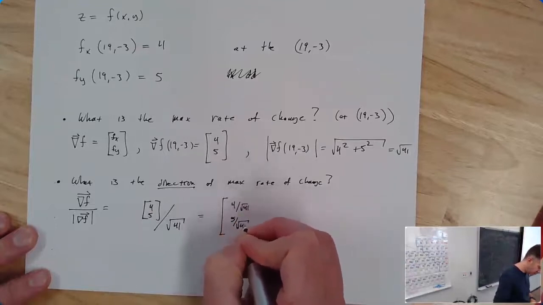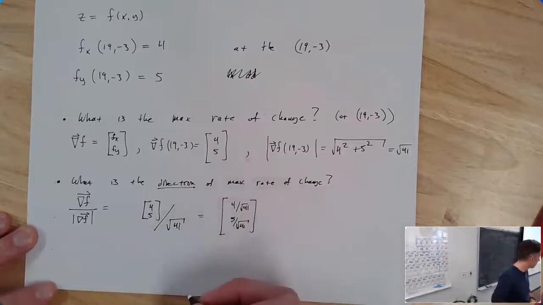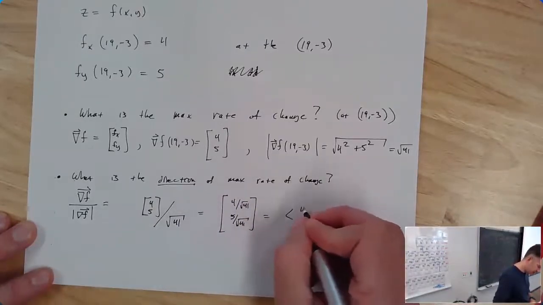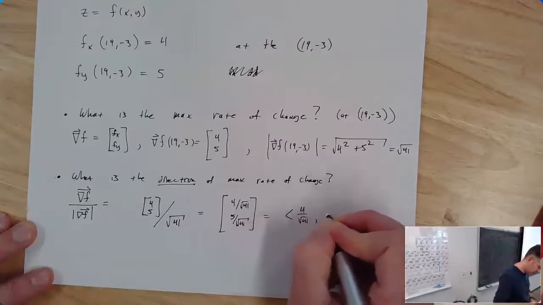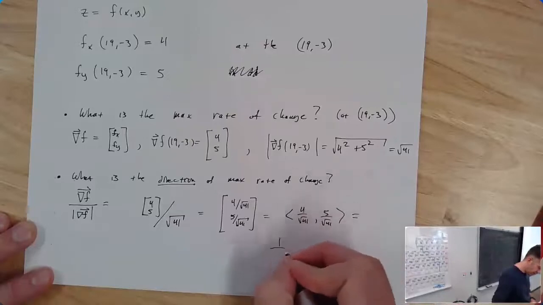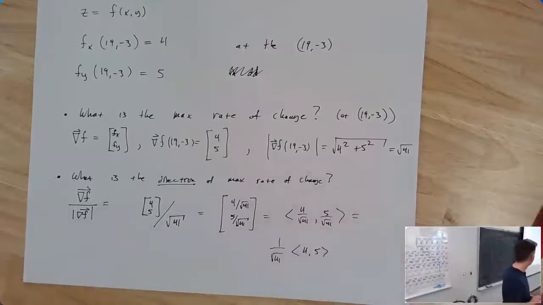Did you do it where you have like the 4 comma 5, the arrow? Totally, yep. You can do it like this. You could bring the 1 over root 41 out in front, right? There's a lot of different ways you could write this. All of them should be fine.